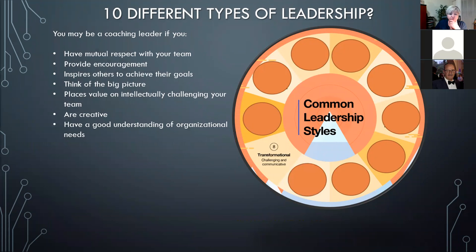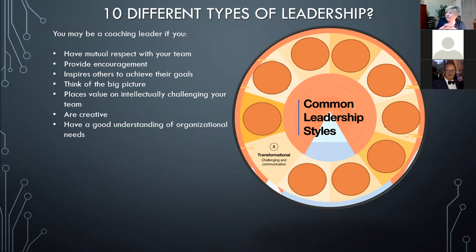Okay, so let's now go to number 8, which is transformational, which is challenging and communicative. So this is a very similar style to our coaching style. But this style focuses much more on communication, goal setting, and employee motivation. It puts a lot more energy on the goals and how to achieve the goals, whereas the coaching was on the individual and how we get the individual through a process.